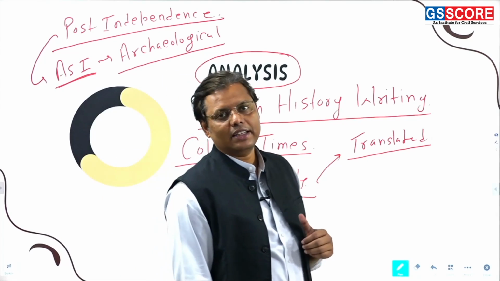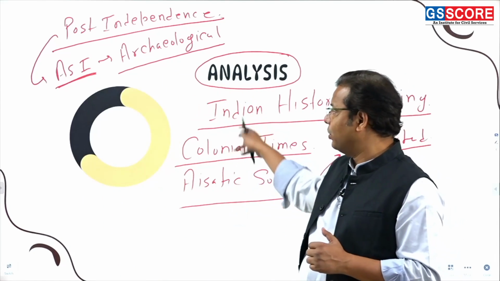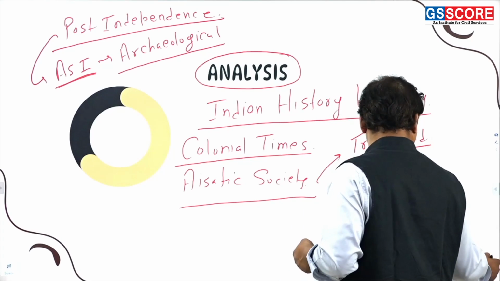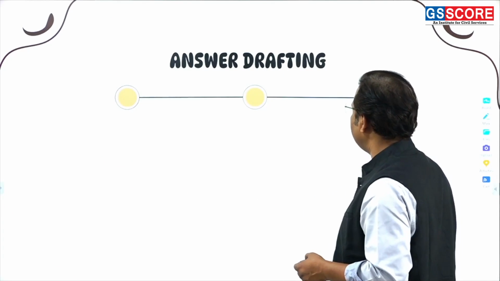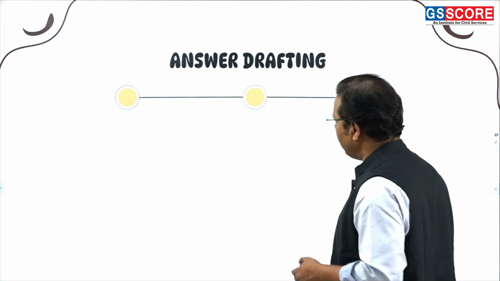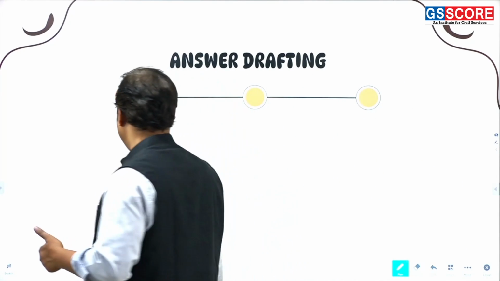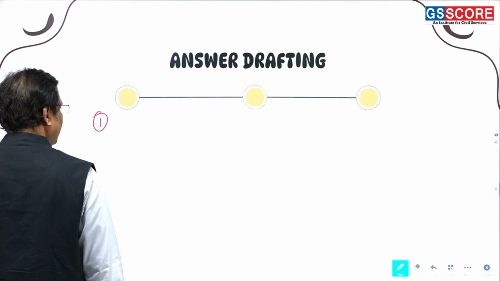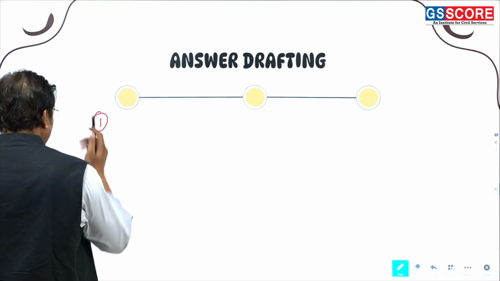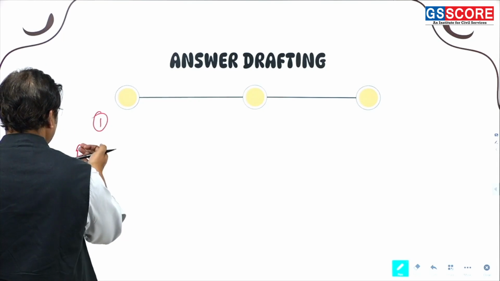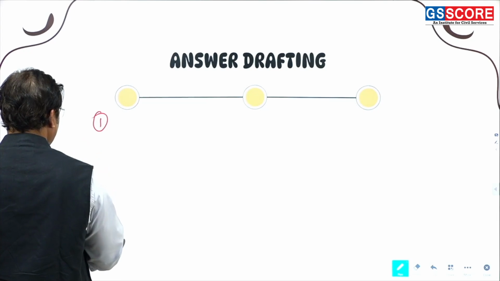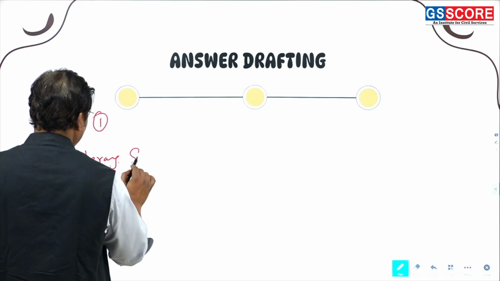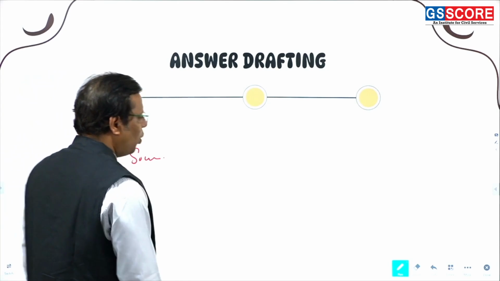But then you have to understand it with respect to this concept, and only then will you be able to write it properly. Okay, fine. Now, if it comes to drafting the answer to this particular question, how should you draft it? First of all, this is part 1. What exactly are you supposed to do in this part? You should define that as far as Indian history writing is concerned, it is precisely based on the literary sources.